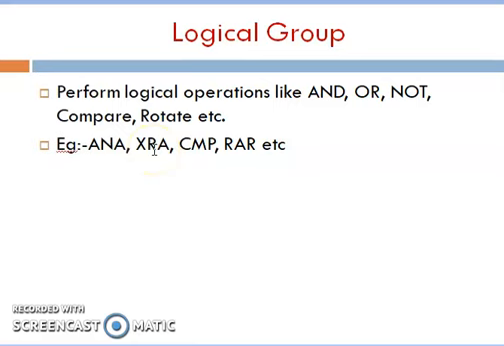If the accumulator content is exclusive ORed with the accumulator content itself, then the accumulator content will be 0. And it is equivalent to the instruction MVI A, 00. CMP means compare. RAR means rotate the accumulator right.